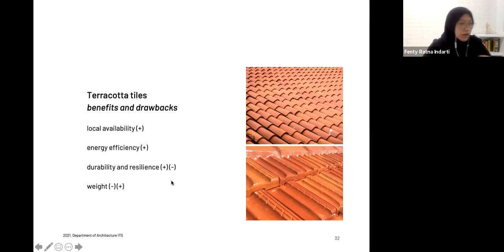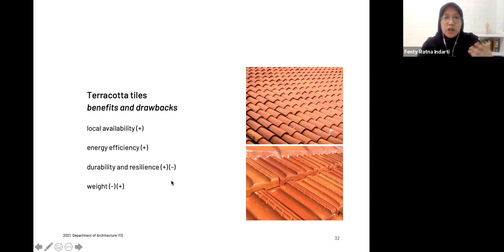And then we are talking about the durability and resilience. So this is a plus and minus. It can be benefits and drawbacks. For the durability and resilience, because it's natural made, or clay, you can see that the material itself can stand for a long time. It is stiff enough compared to metal that is really thin, and it can hold its shape, so that we can call it durable and resilient.